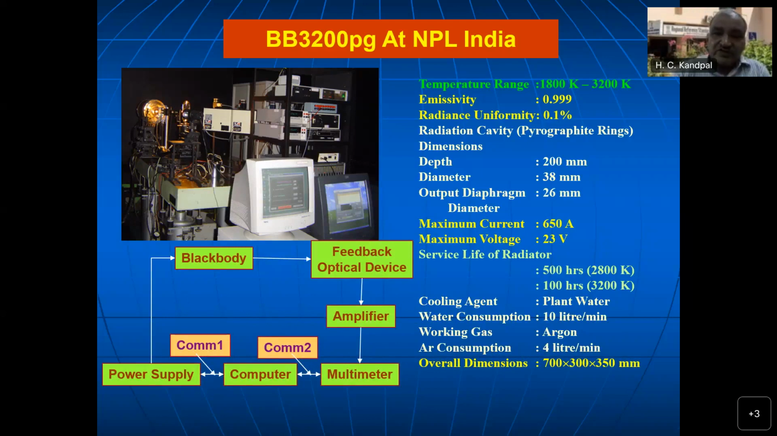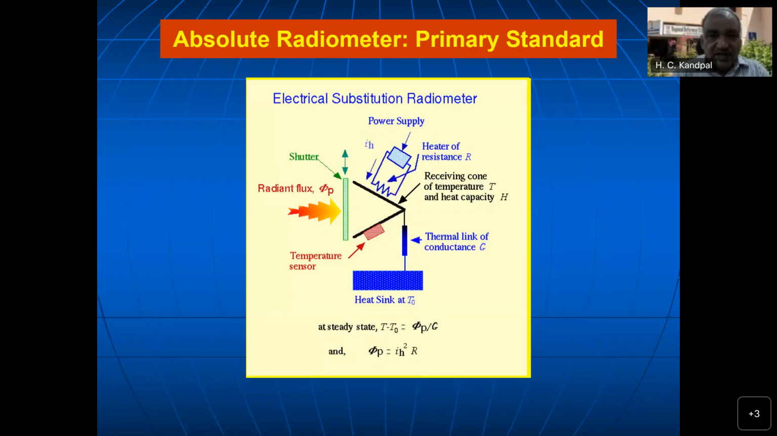Here, all parameters are defined. Its emissivity is about 0.999, and radiance uniformity and so on. It works over a range of temperatures. Therefore, this is the primary standard which exists at the National Physical Laboratory. I have already talked about this.